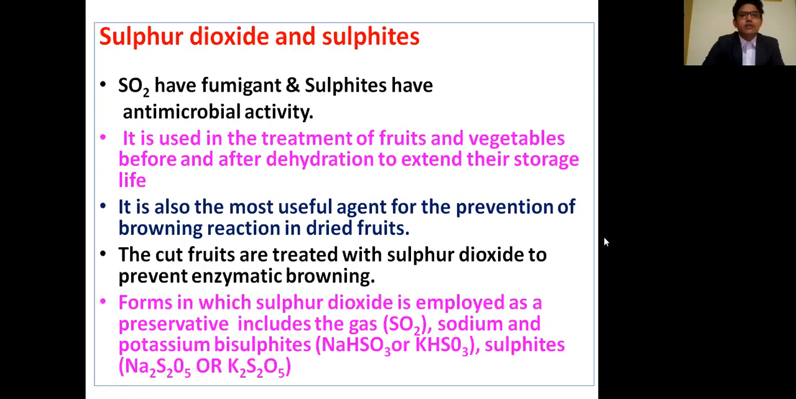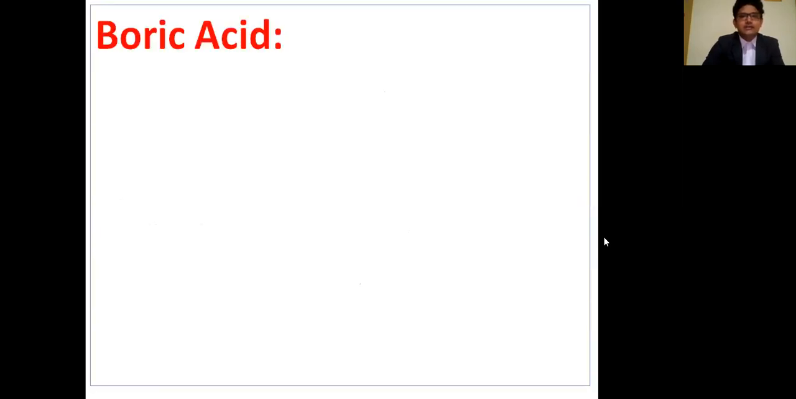Forms in which sulfur dioxide is employed as a preservative include gas SO2, sodium and potassium bisulfite, NaHSO3 or KHSO3, and sulfites Na2S2O5 or K2S2O5. The next preservative is boric acid.